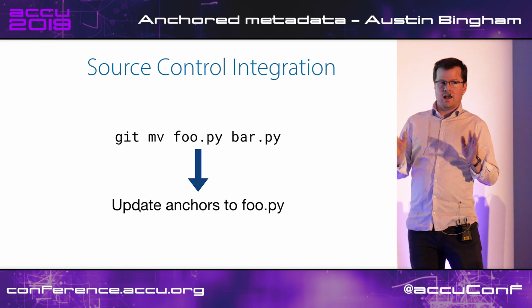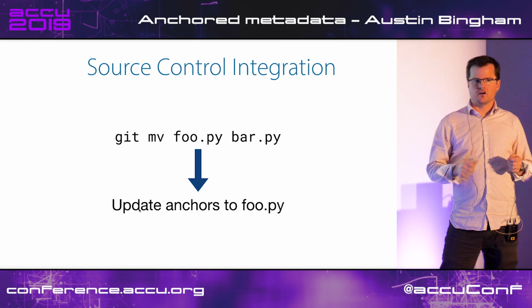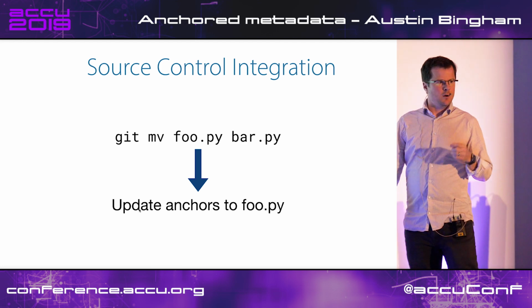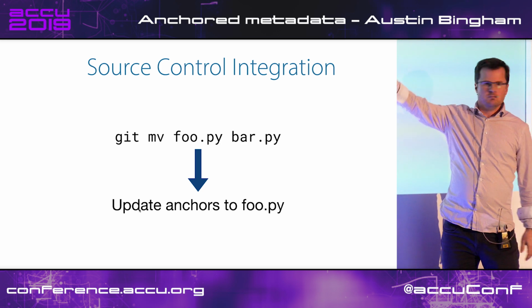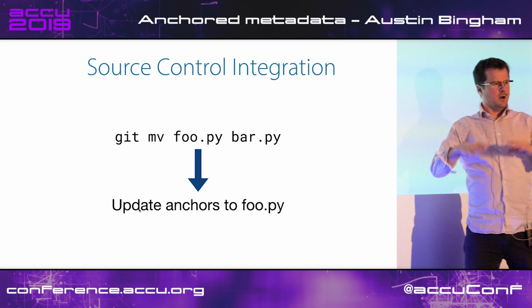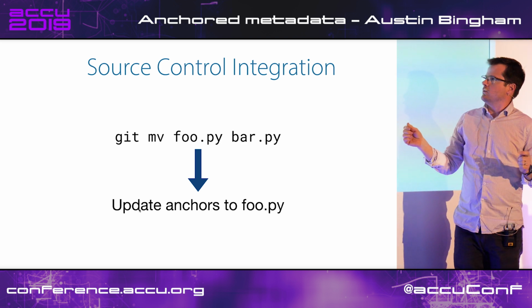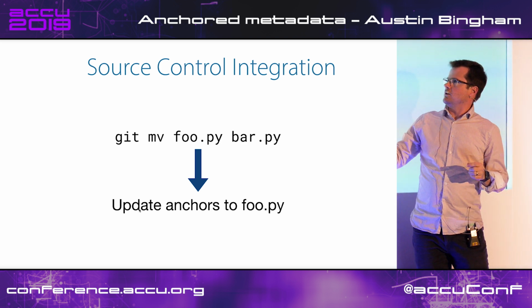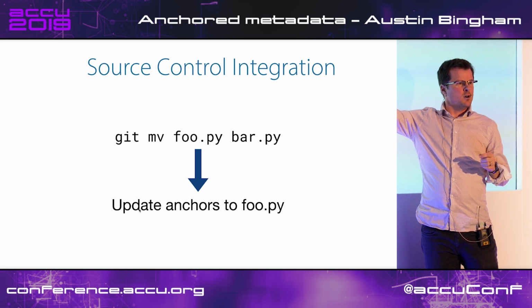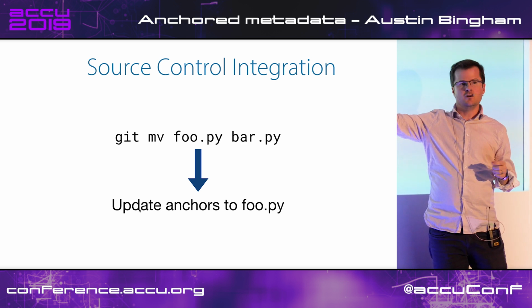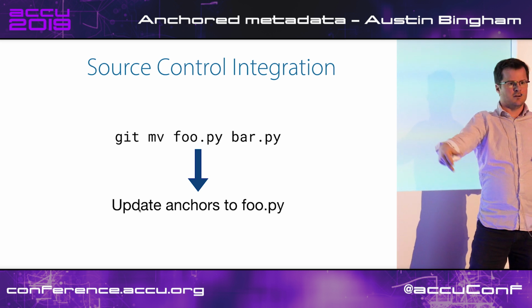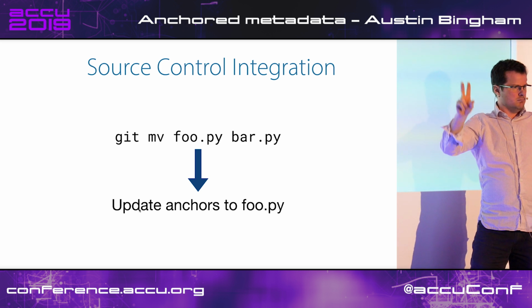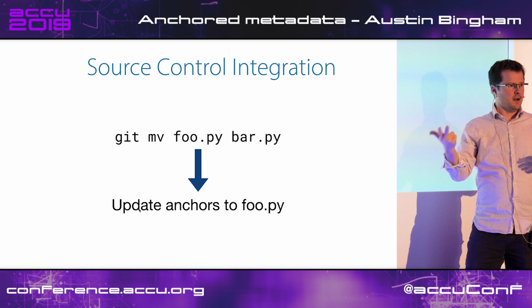I'm still hand-wavy on this integration with source control, because one obvious weakness with the current system is that if I rename a file, Spore just loses it completely. It has no idea what's going on. So it would be nice to somehow have a Git hook or something like that that says, oh, I see a move has happened. I'm going to go to your Spore repository and find all the anchors that are affected and update them correctly, basically change the file name.